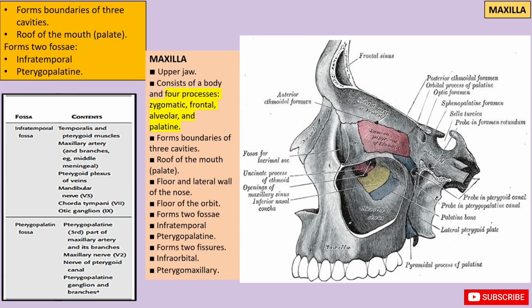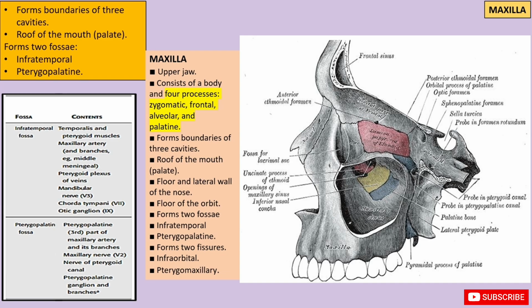Now we can see the maxilla. So this is important. As we know, maxilla is the upper jaw and consists of body and 4 processes: the zygomatic, frontal, alveolar, and palatine. It is going to form parts of 3 cavities: the palate, floor and lateral wall of the nose, floor of the orbit, and form 2 fossae, infratemporal and pterygopalatine, and form 2 fissures, inferior orbital and pterygomaxillary.